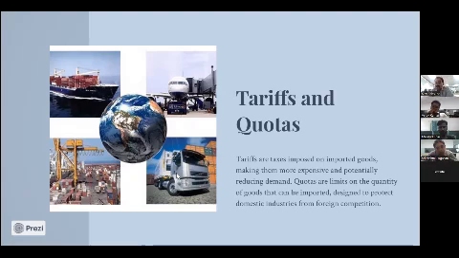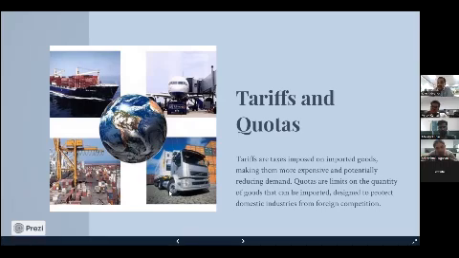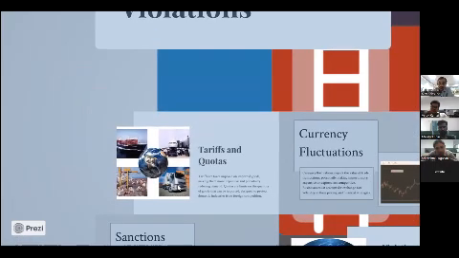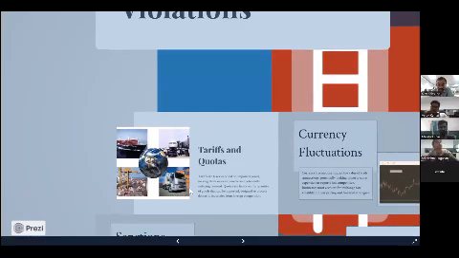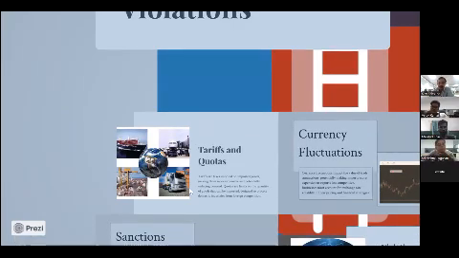Potentially means most of the people will not buy what is costlier and imported also. Quotas are limits on the quantity of goods that can be imported, designed to protect domestic industries from foreign companies.